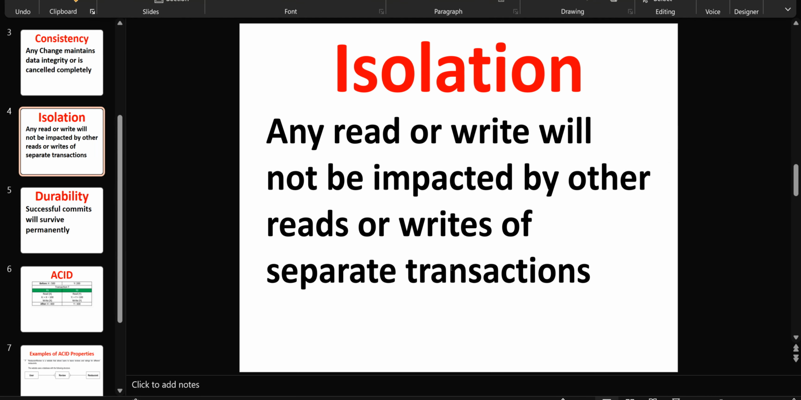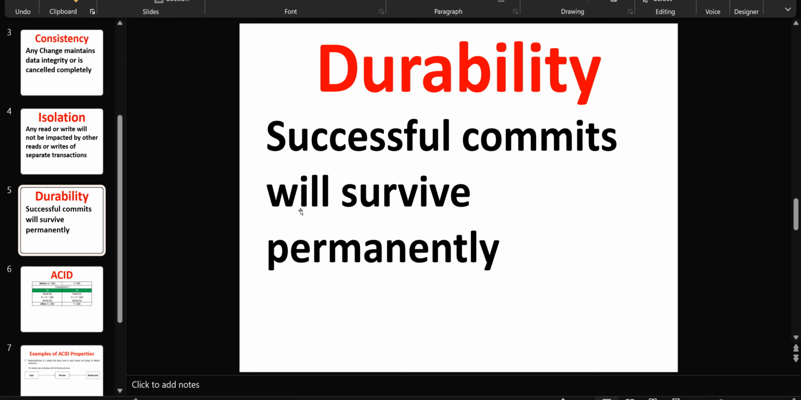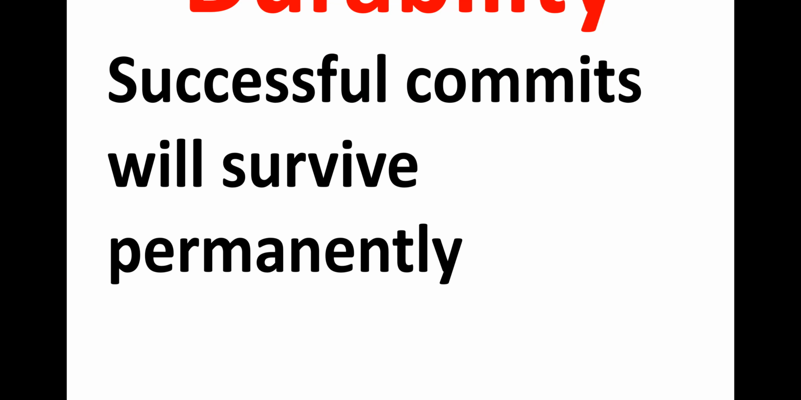Then the fourth one is durability. Durability means successful commits will survive permanently. It means any changes that are made by your transaction are permanent, right? So it's not that when you restart your computer, all the changes will be rolled back, or after 24 hours, they are permanent. So that's your ACID properties.